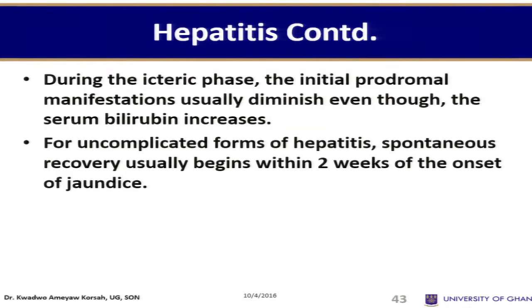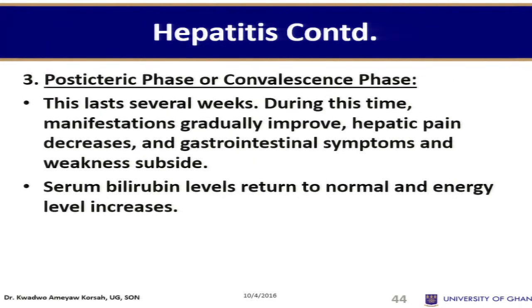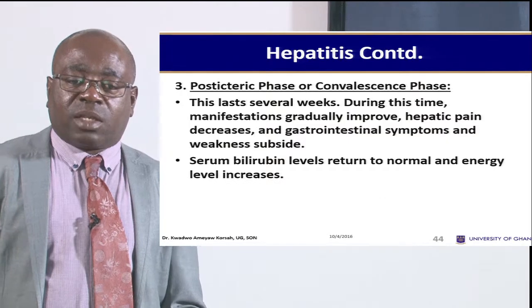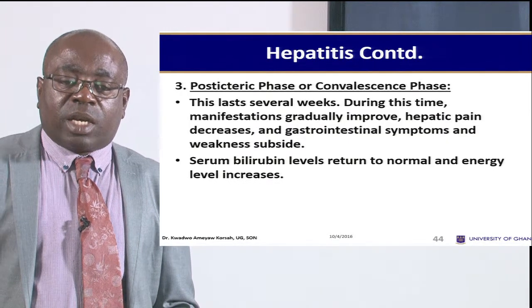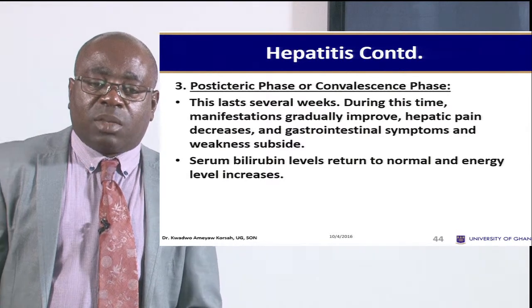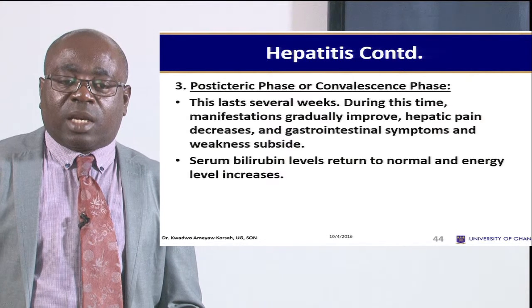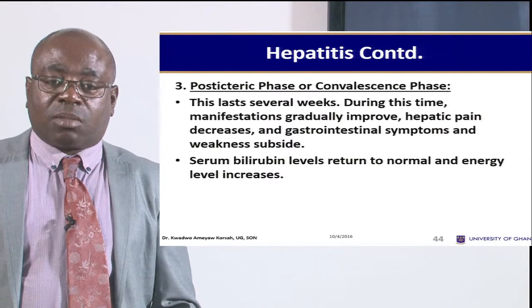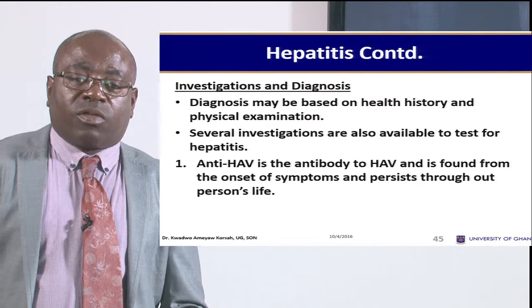For uncomplicated forms of hepatitis, spontaneous recovery may begin within 2 weeks of the onset of the condition. The post-icteric phase, or the convalescence phase, is when the patient is healing. This lasts several weeks, and during this time manifestations gradually improve. The hepatic pain may decrease, gastrointestinal symptoms and weakness may go down, serum bilirubin levels return to normal, energy level increases, and the patient becomes well.